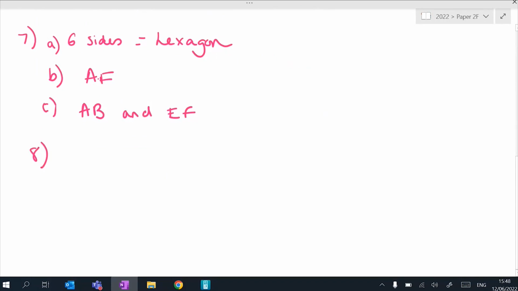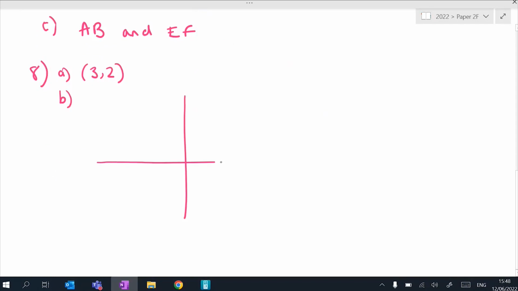Number 8 is just write down the coordinates of a point, so 3, 2, so 3 along and 2 up. So that's part A. For part B, we want to mark across where the coordinates -4, 3 is. So we want to go along -4 and up to 3. So that is our point B.